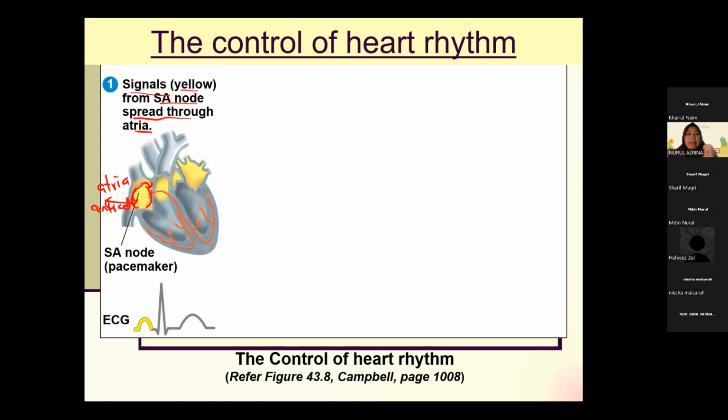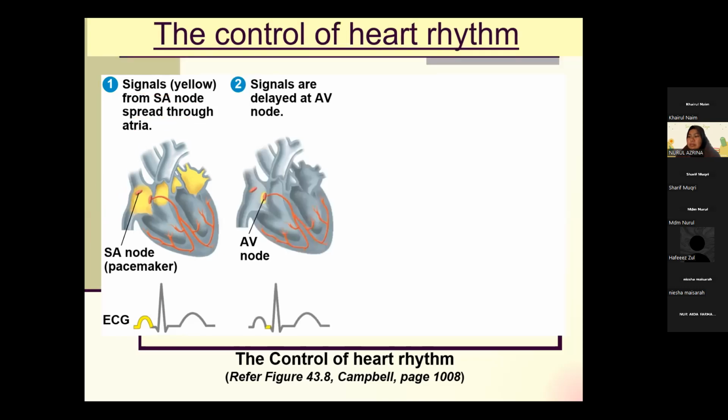Okay, and what happened to the signal? The signal from the atria spreads to the wall of the atrium, right? And it will arrive here, at the AV node. Okay, it will arrive at the AV node. What happens? Okay, at the AV node, the signal will be delayed. When it reaches the AV node, the signal will be delayed.